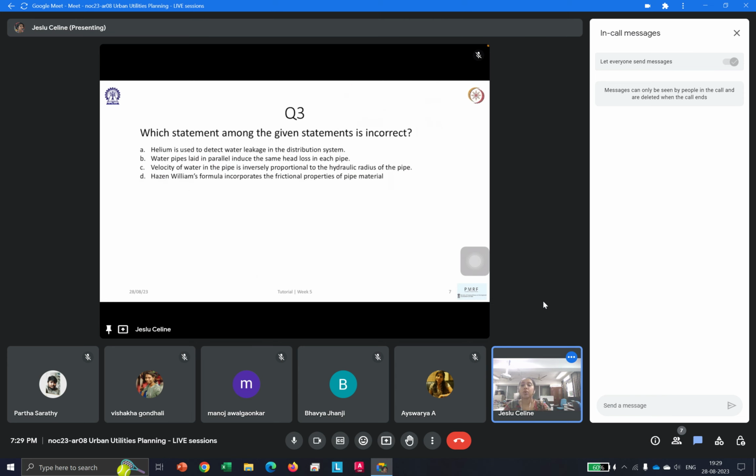So question 3. Which statement among the given statements is incorrect? A. Helium is used to detect water leakage in the distribution system. B. Water pipes laid in parallel induce the same head loss in each pipe. C. Velocity of water in the pipe is inversely proportional to the hydraulic radius of the pipe. D. Hazen-Williams formula incorporates the frictional properties of pipe material.